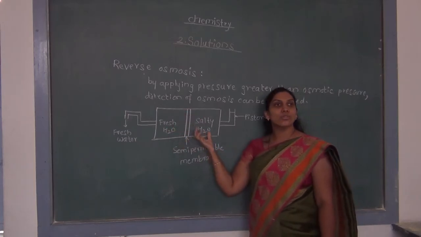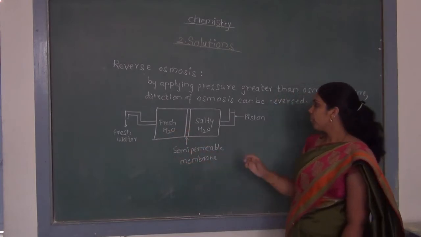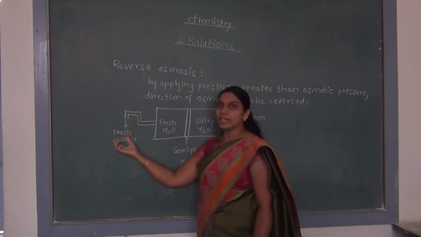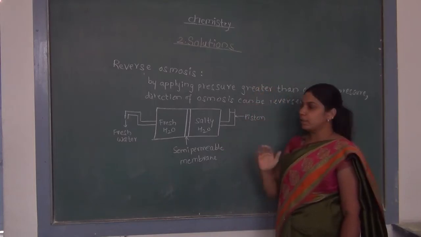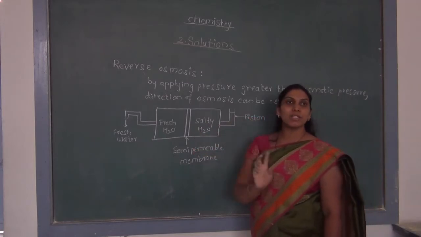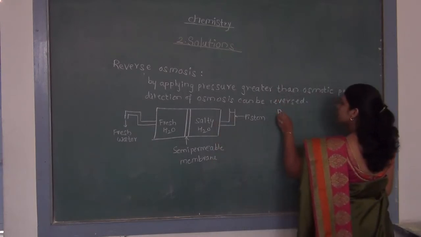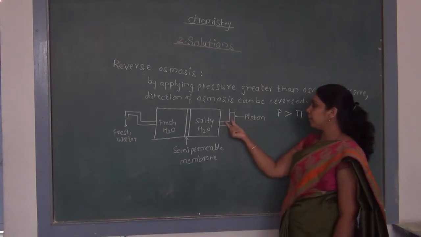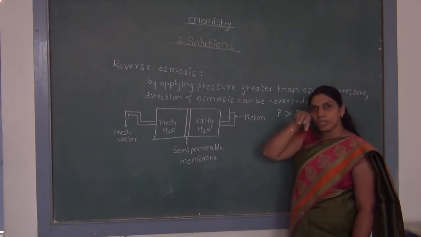These two solutions are separated by a semi-permeable membrane, and to this container a piston is attached and there is an outlet for the fresh water. This piston applies a pressure on the side of the salty water. This applied pressure by the piston is always greater than the osmotic pressure. So the condition is P greater than pi. The pressure applied by the piston is greater than pi. Pressure is greater than osmotic pressure.